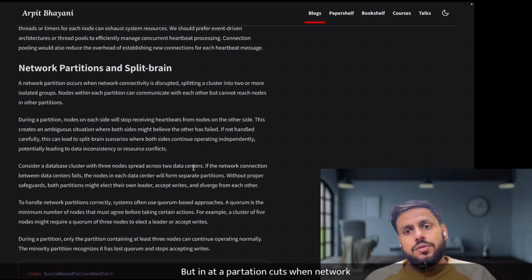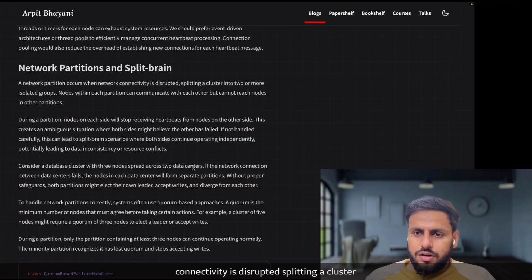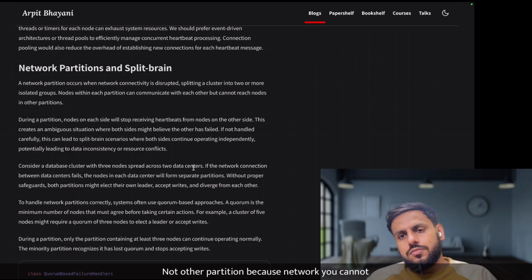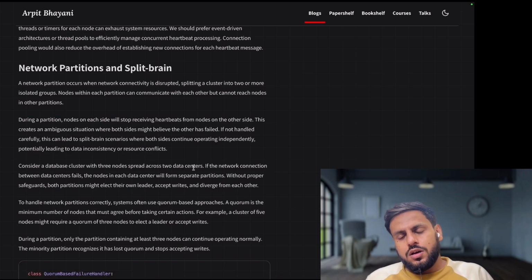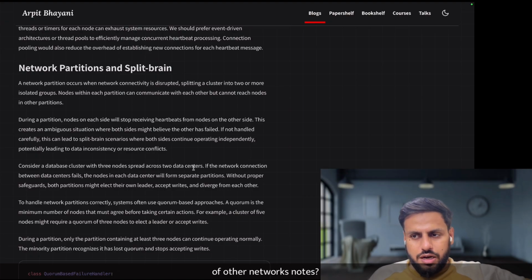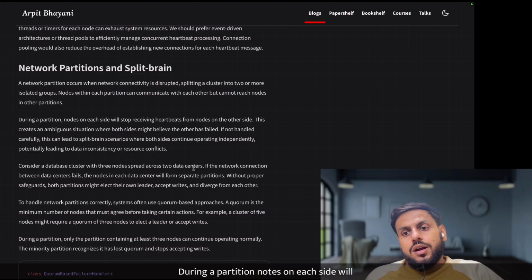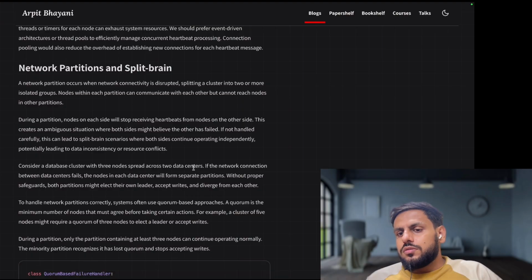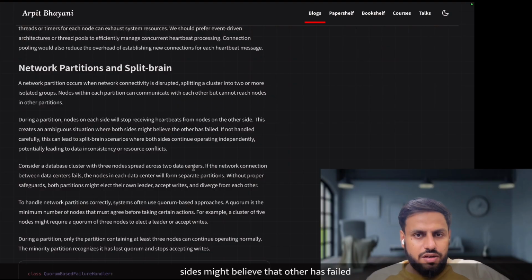Network partition and split brain. A network partition occurs when network connectivity is disrupted, splitting a cluster into two or more isolated groups. Nodes within each partition can communicate with each other but cannot reach nodes in other partitions. So how would you know the state of the nodes on the other side? During a partition, nodes on each side will stop receiving heartbeats from the nodes on the other side. This creates an ambiguous situation where both sides might believe that the other has failed.